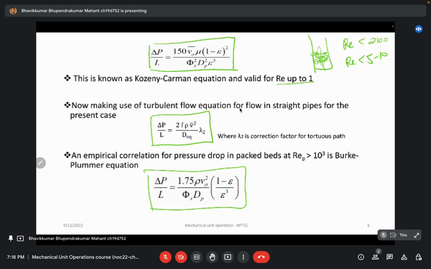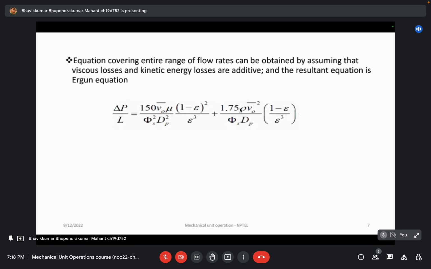So rho V naught square upon phi s dp into 1 minus epsilon divided by epsilon cube. It is a little bit different: epsilon cube is in both places, but 1 minus epsilon square is there in the laminar flow term, and here it is 1 minus epsilon only. Okay, so this is the equation covering the entire range of flow rates.